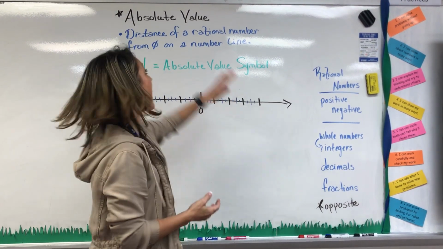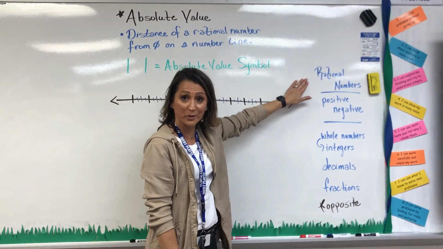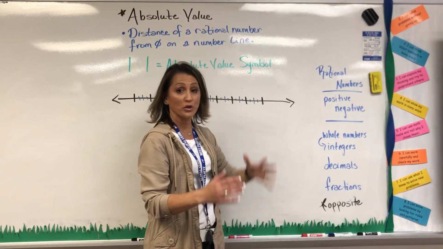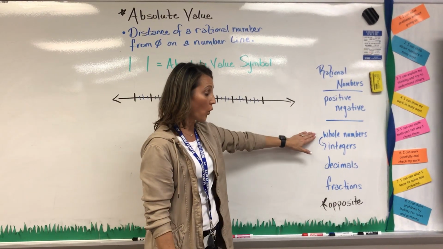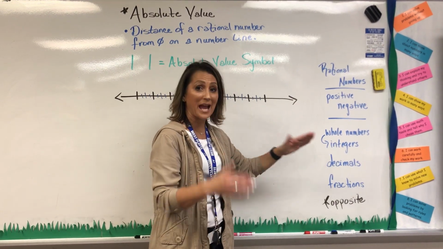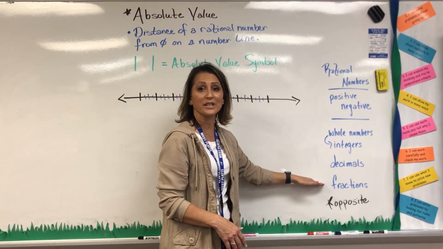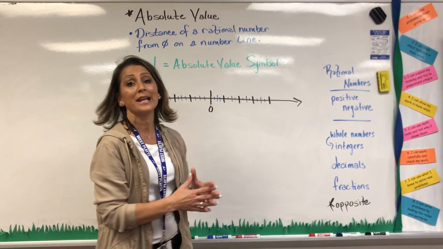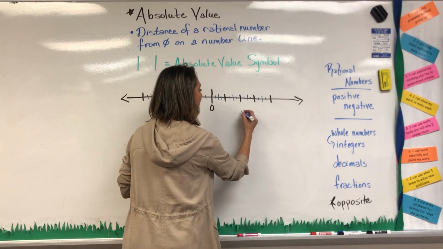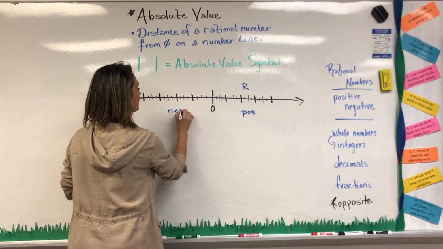Today we talked about absolute value. It does coincide with our rational numbers unit that we're working on, thinking about positive and negative numbers, those positive and negative numbers being whole numbers known as integers, decimals, and fractions, which, as I mentioned in my video yesterday, are now numbers on a number line that can be positive or negative, with positives always falling to the right, and negatives to the left.